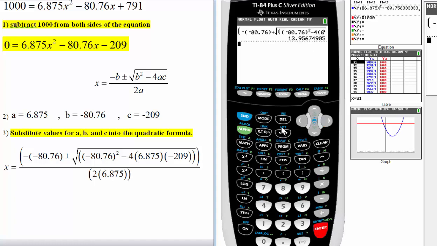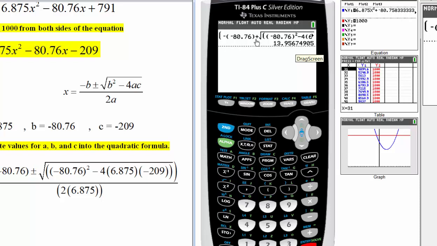Okay, I press enter. And I get 13.956, which is what we got when we graphed this, right? Also notice, I only use the plus sign here. This equation says plus or minus. So we have our answer for the plus version. If you press the second key and the enter key, it brings up the last thing we were working on. So I can just press the back arrow and change the plus sign to a minus sign, or the subtraction sign, and that will give me my second case, right? Because we're going to have two answers. The plus or minus will give us two answers.